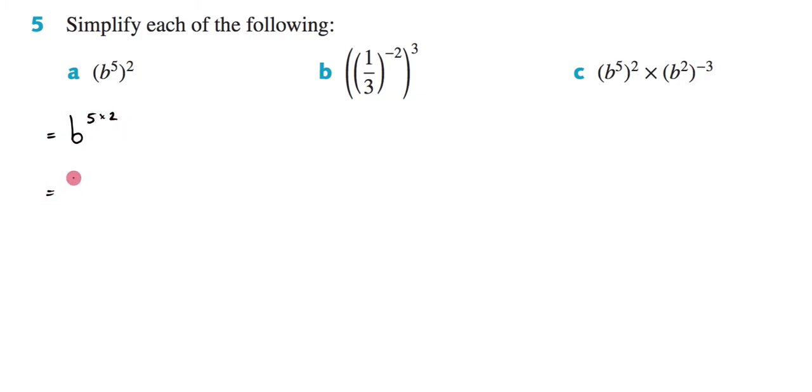Now, what is 5 times 2? 5 times 2 is 10. So that's my answer to that one. Let's now continue on to B.